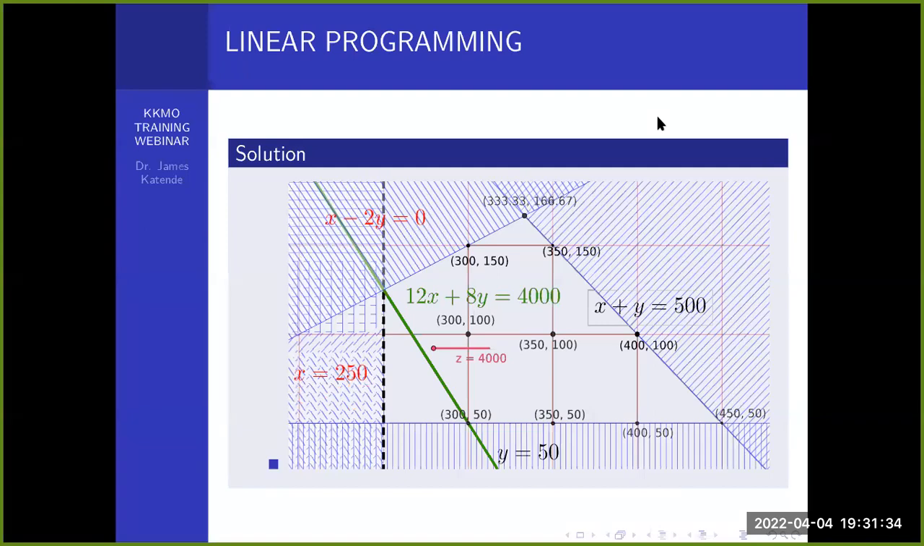So maybe I will show how this works in GeoGebra. I will stop sharing this or start a new share.